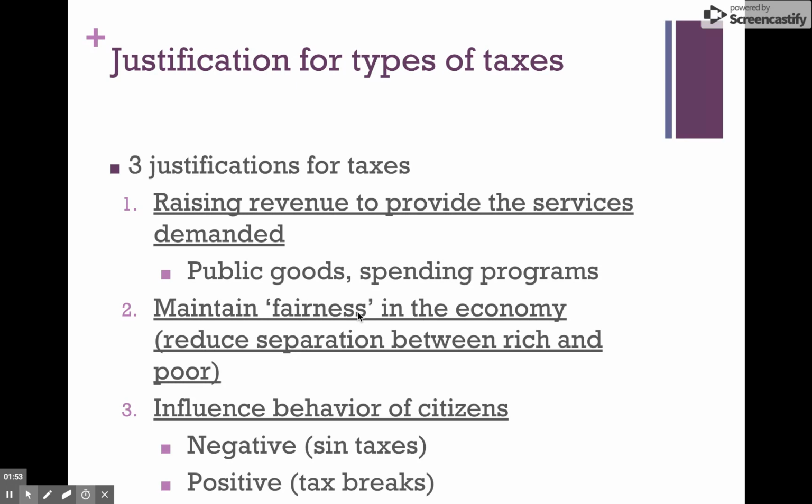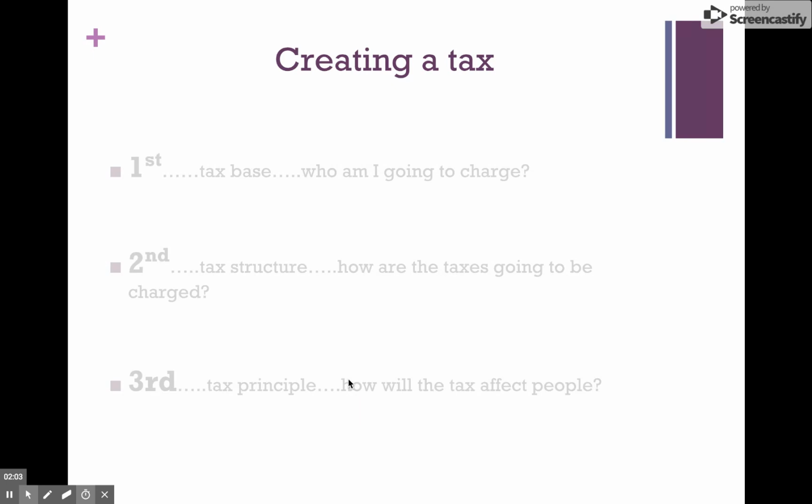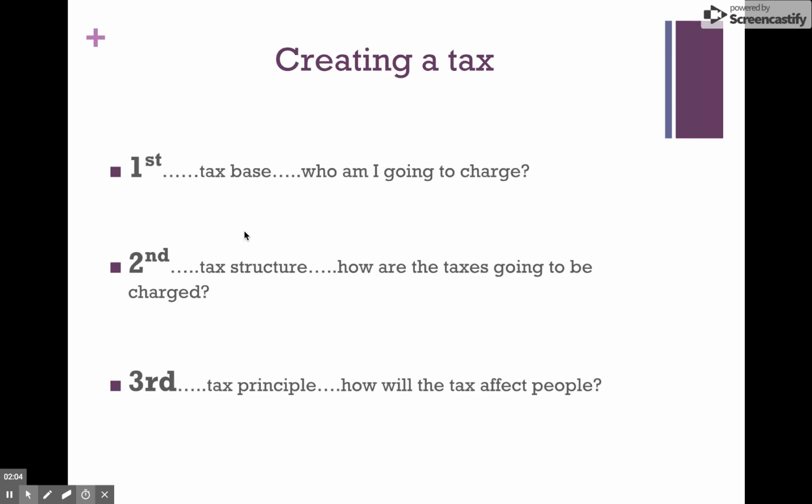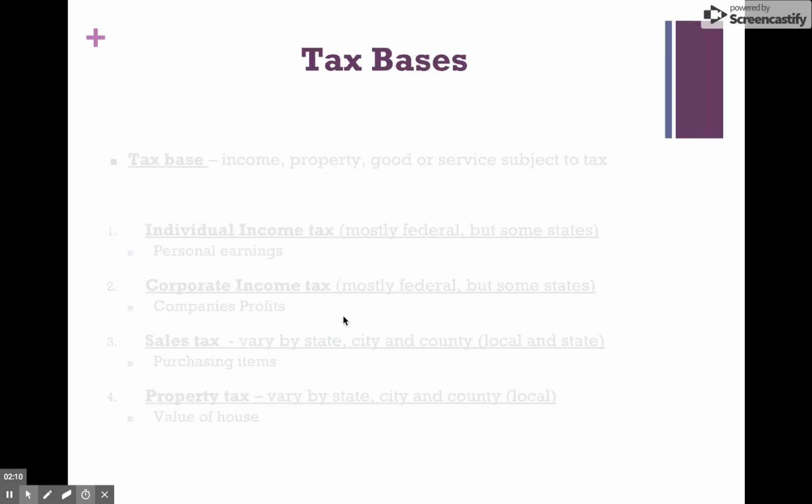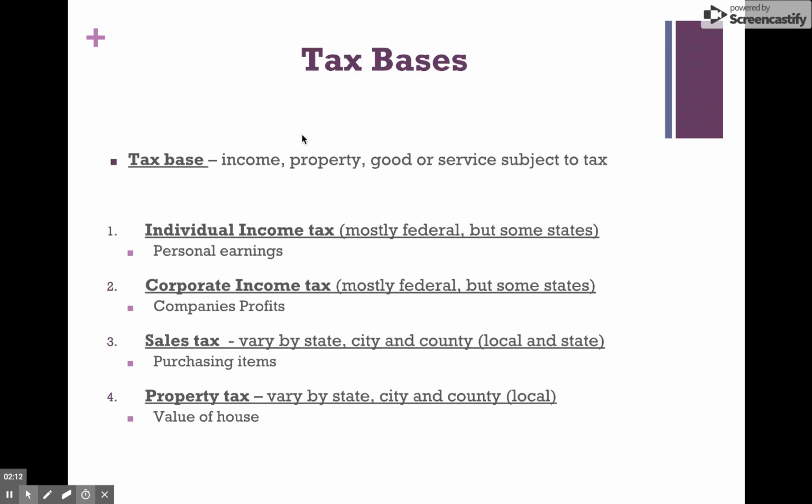So there's three reasons why the government taxes. It's to make money, it's to maintain fairness, okay, progressive tax system, or it's to influence behavior. So when we look at a tax, we look at who we're going to tax, how it's going to be made up, and then how does it work, or how fair is it? So let's dive in here really quick. There's different types of tax bases. Who are we going to tax?